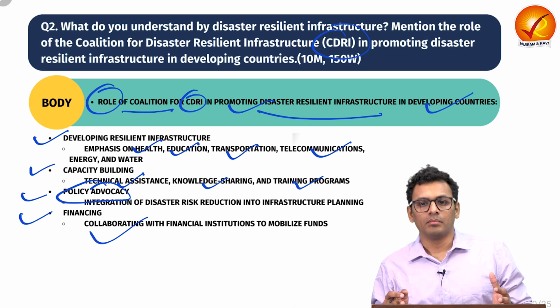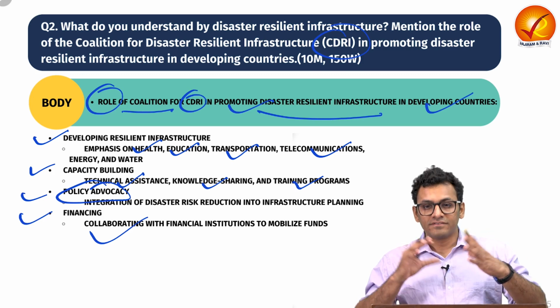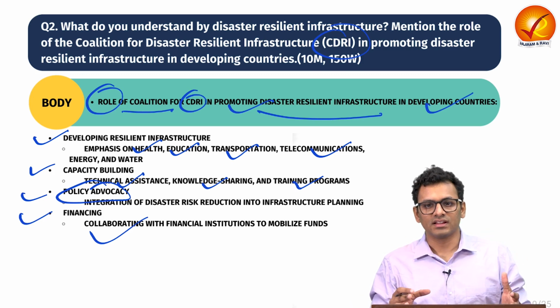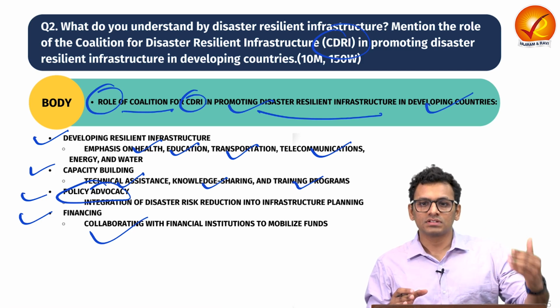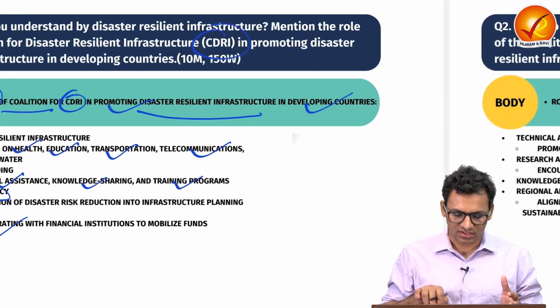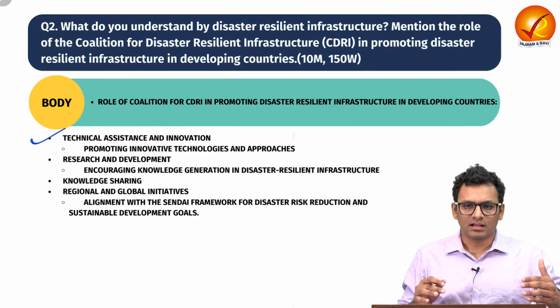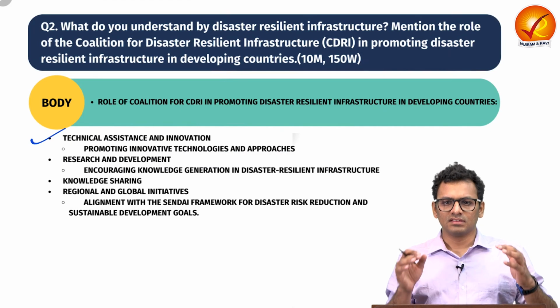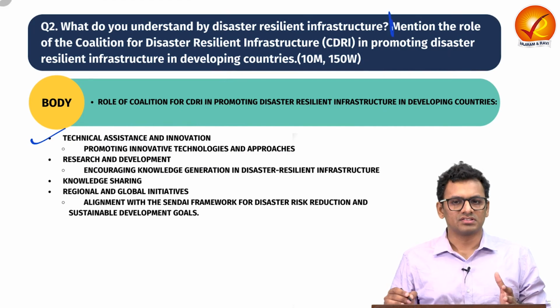Now over here we are talking about mobilization of funds, where different institutions release grants as well as funds. Those funds can be used for research and development as well as for development of disaster resilient infrastructure. We will encompass 7 to 8 points in the main body, as this question has only one body demand.